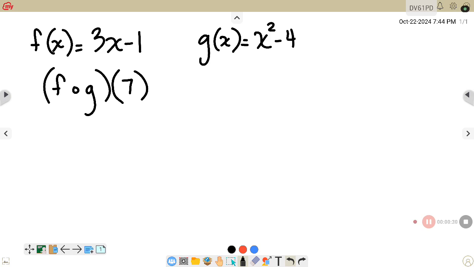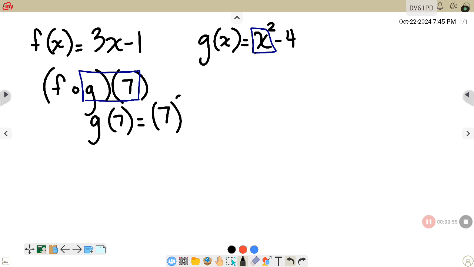So what that means is the first thing we are going to do is find what is in that blue rectangle's position. I need to find g of 7. What that tells me to do is go to my g function and replace its x with a 7. So if I do that, I have 7 squared minus 4, which gives me 49 minus 4, which gives me 45.